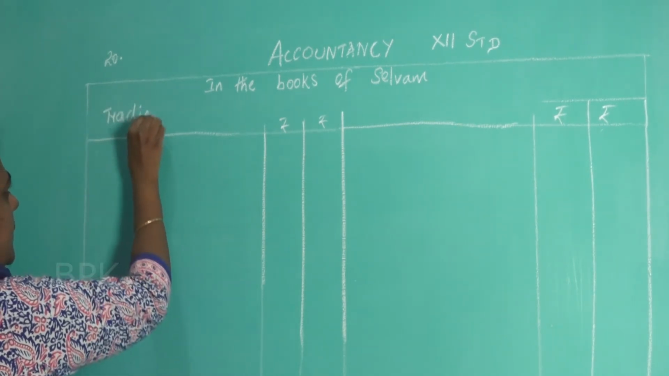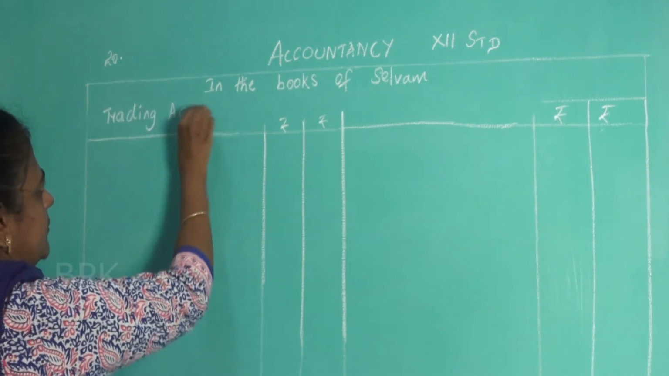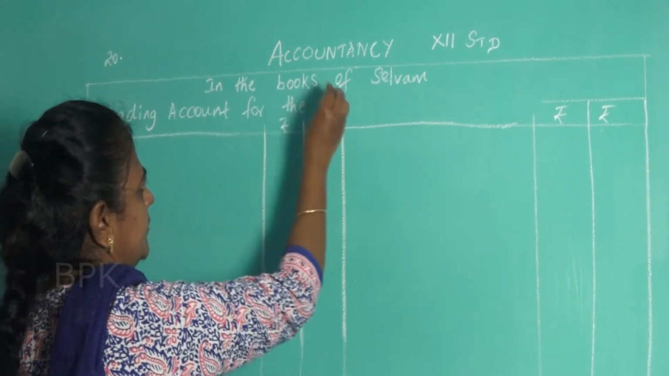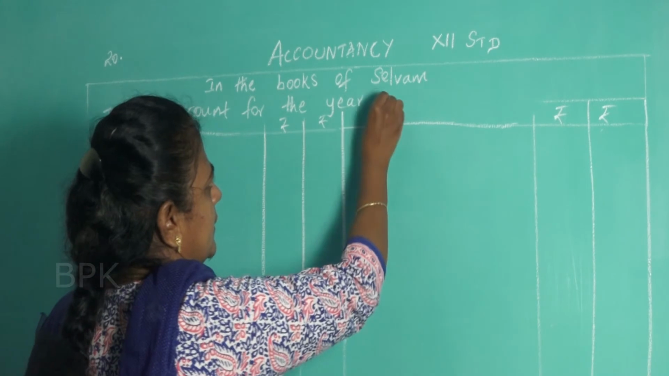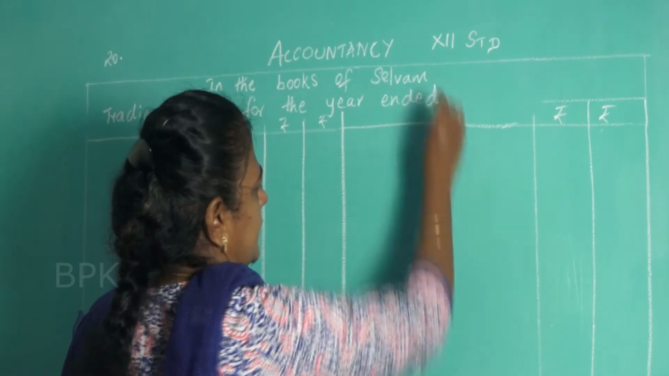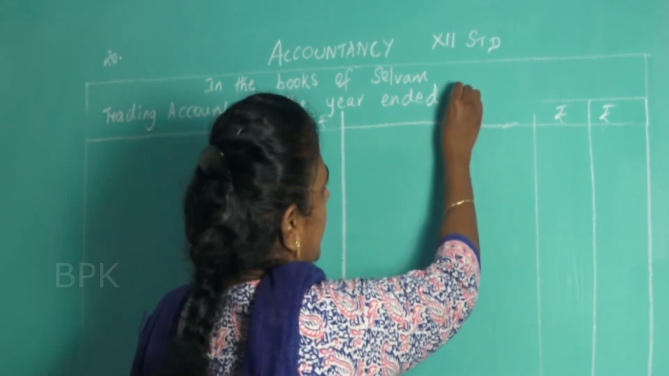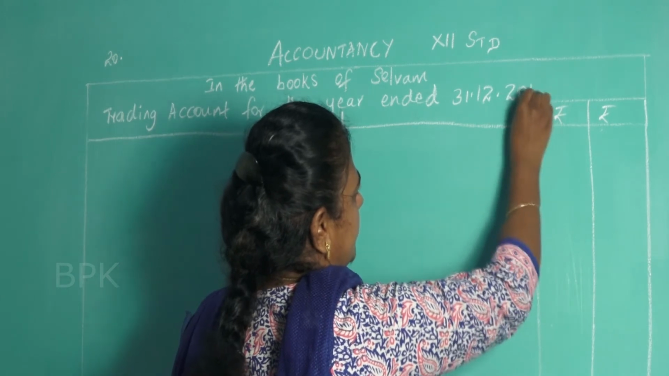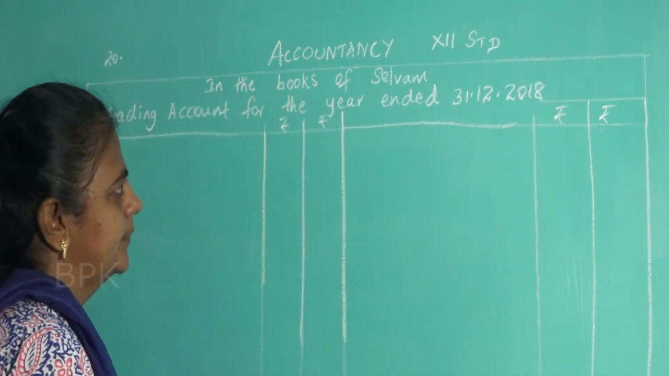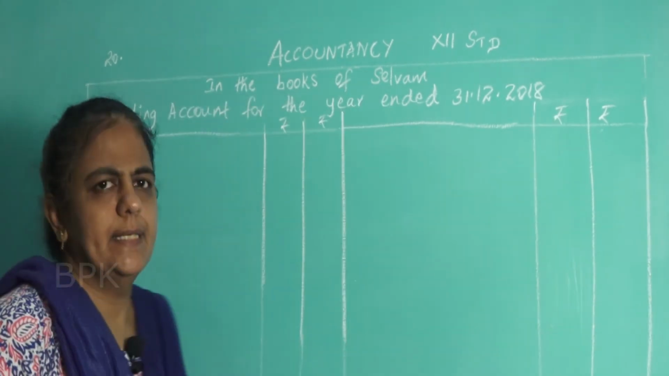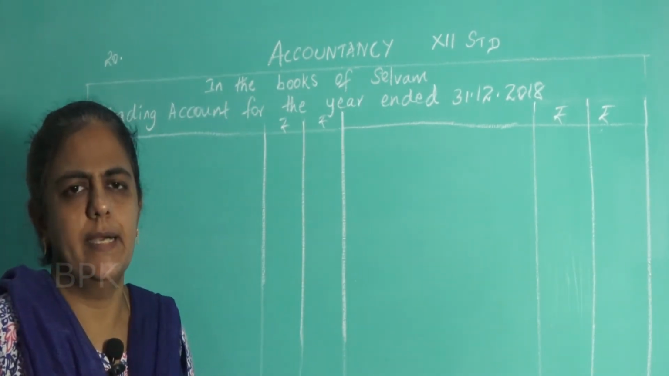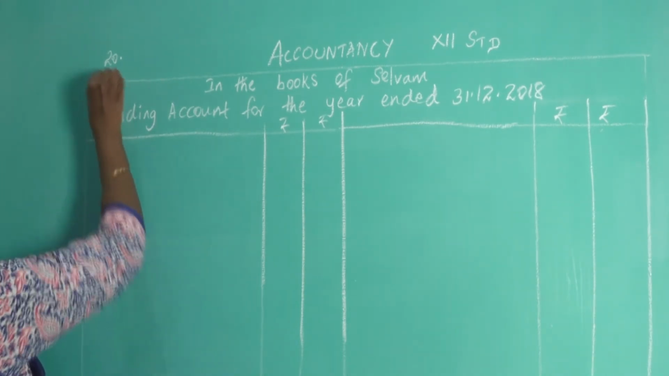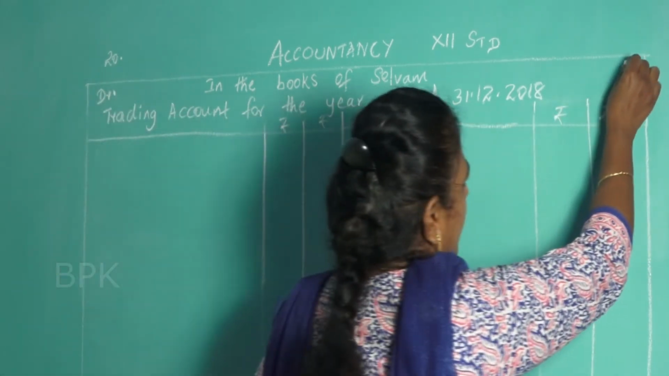So, trading account for the year ended 31st December 2018. Okay. Already you know how to prepare a trading account. What are the items that will appear on the debit side and what are the items that will appear on the credit side? So, debit, credit.